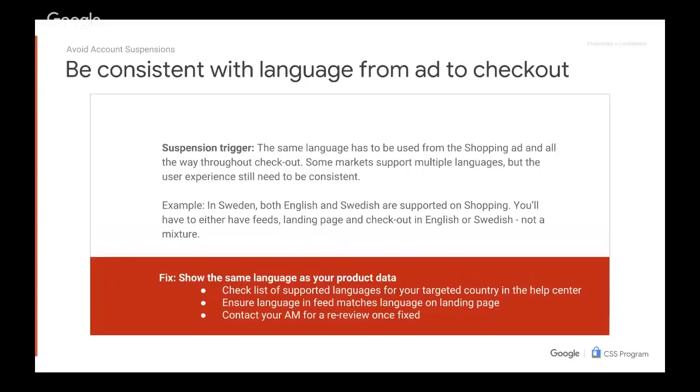Finally, the language should be the same from the shopping ad to checkout. Now, this might seem obvious, but some markets support several languages, like Sweden in this example, where both Swedish and English can be used. However, this doesn't mean that the merchant can mix and match. Either the whole purchase process should be in Swedish, or it should be in English. This also includes terms and conditions, returns policy, and so on. In short, all the necessary information.